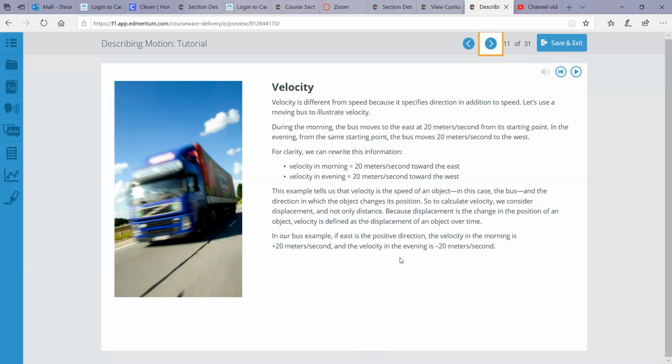Positive and negative is a way for us to tell more information about the number. So if it was just 20 meters per second, that would be speed. But since we have plus and minus, that tells you the direction of the speed as well.